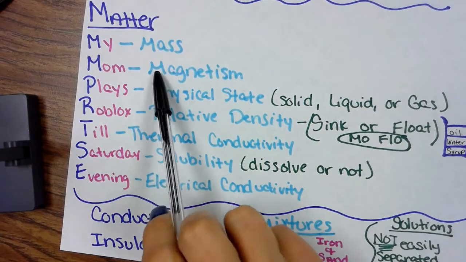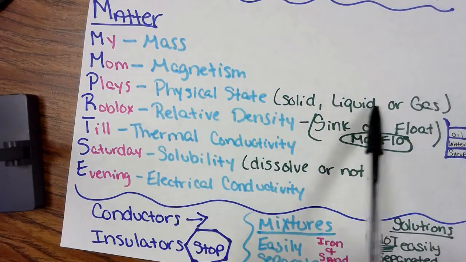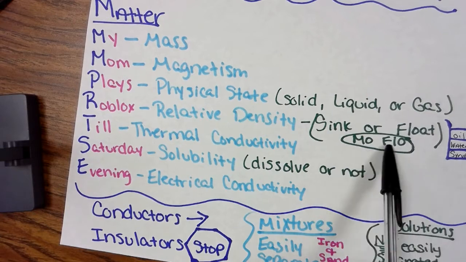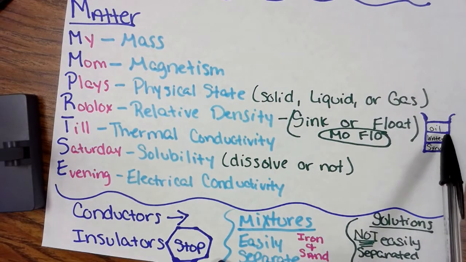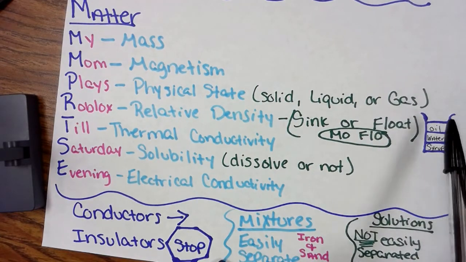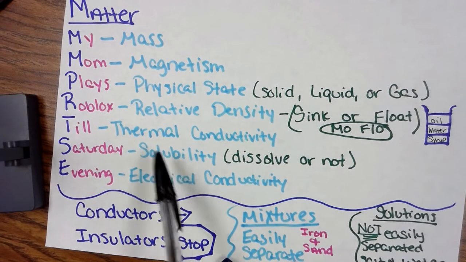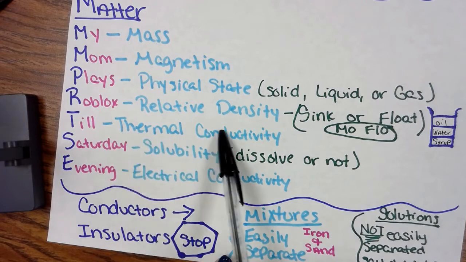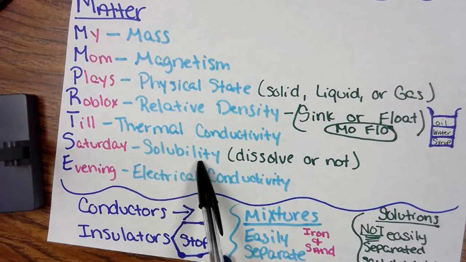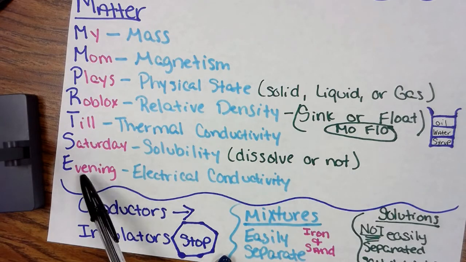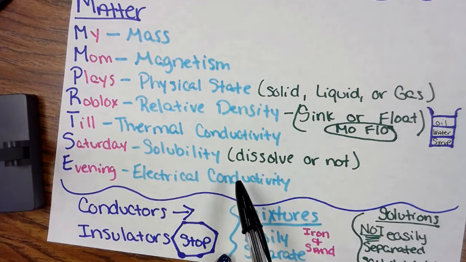It just comes out to mass, magnetism, physical state, solid, liquid, or gas, relative density, does it sink or float? You know, we got a little oil, water, syrup. Less dense is on the top, more dense is on the floor. Thermal conductivity. Solubility for Saturday, dissolves or not, okay? And then evening was electrical conductivity.